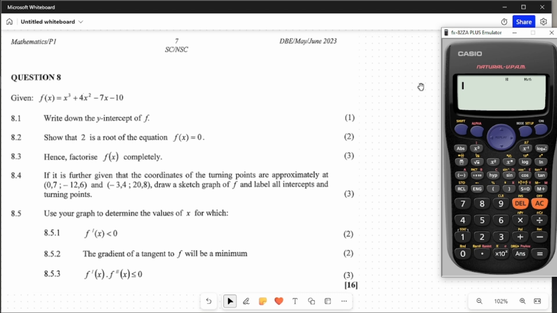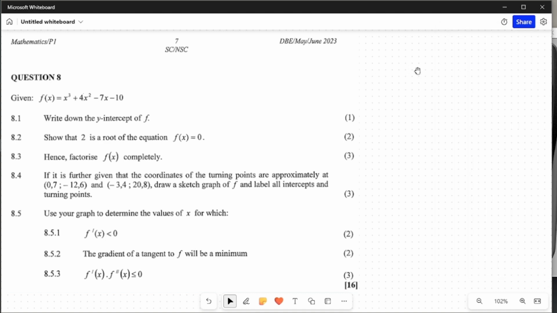Hi guys. Since the June exams are approaching for 2024, I'd like us to go through some revision of past papers. This is taken from the June 2023, as you can see. I think it's the Eastern Cape paper. We're going to focus on question 8 here. So let's jump right to it.